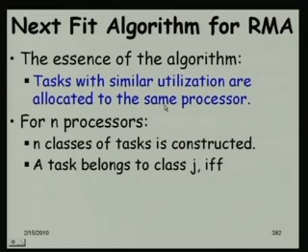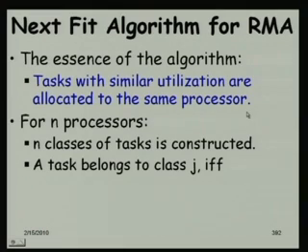You might ask, what is the idea behind this? Why should tasks with similar utilization be allocated to the same processor? I do not know exactly what is the meaning of this heuristic. It is basically a heuristic assumption that if tasks with similar utilization are allocated to the same processor, possibly the schedulability is higher, possibly, but why it is, I do not have an answer. Please think about it. If you find the answer, just let me know.